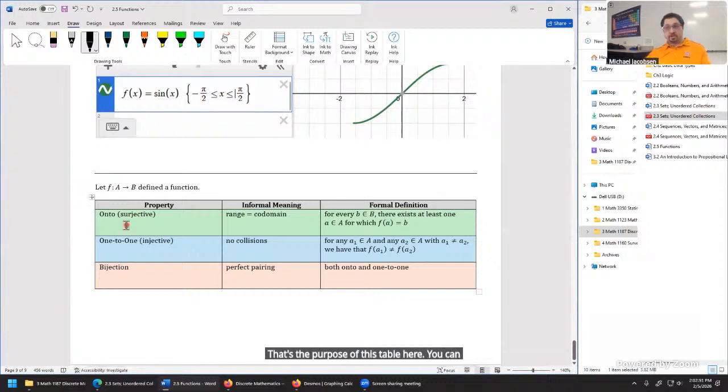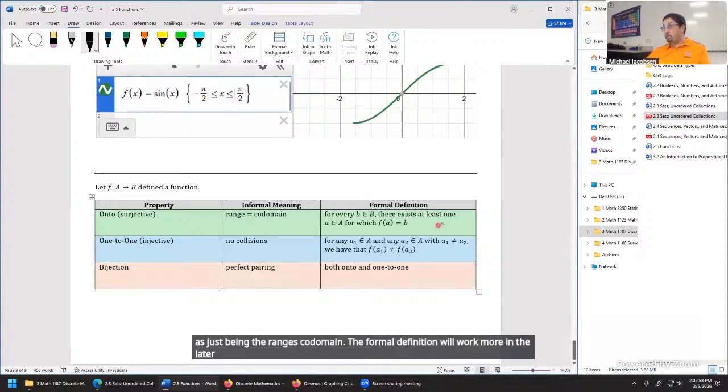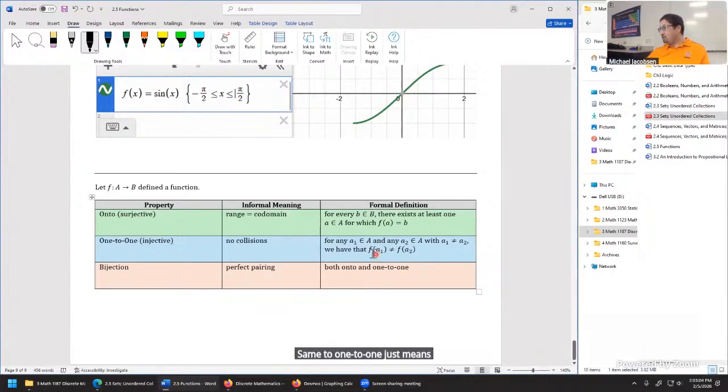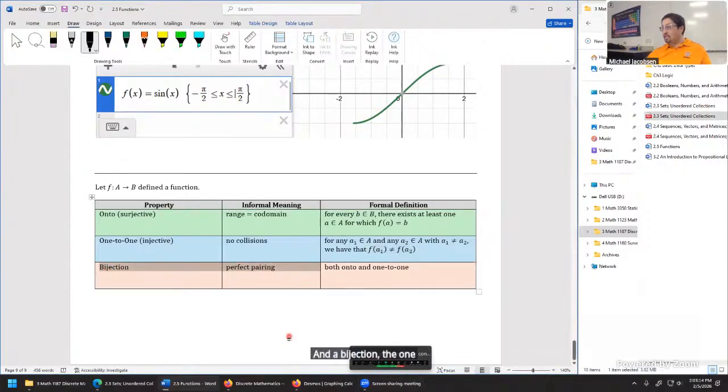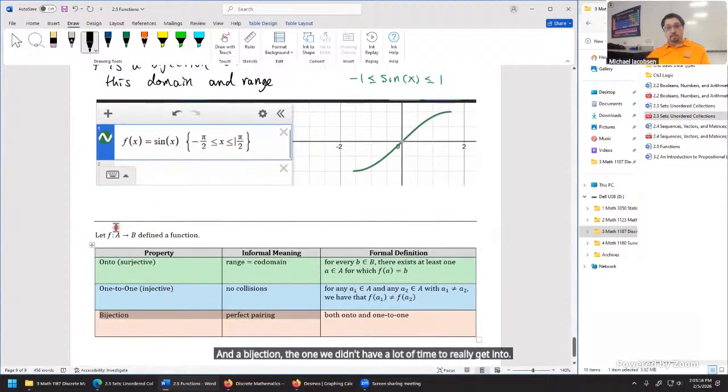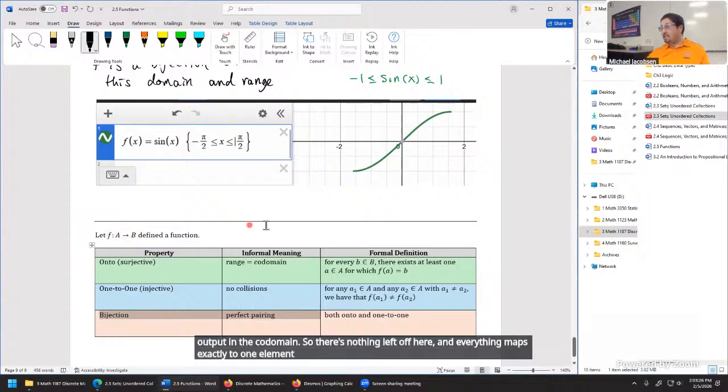You can think of onto as just being the range equals the codomain. The formal definition will work more in the later chapters, is this one here we're citing in the notes. Same to 1-to-1 just means no collisions. And no collisions essentially just means this: if your inputs are different, your outputs better be different as well. And a bijection, the one we didn't have a lot of time to really get into, means every single element in the domain pairs with 1 and exactly 1 output in the codomain. So there's nothing left off here, and everything maps exactly to 1 element inside here.